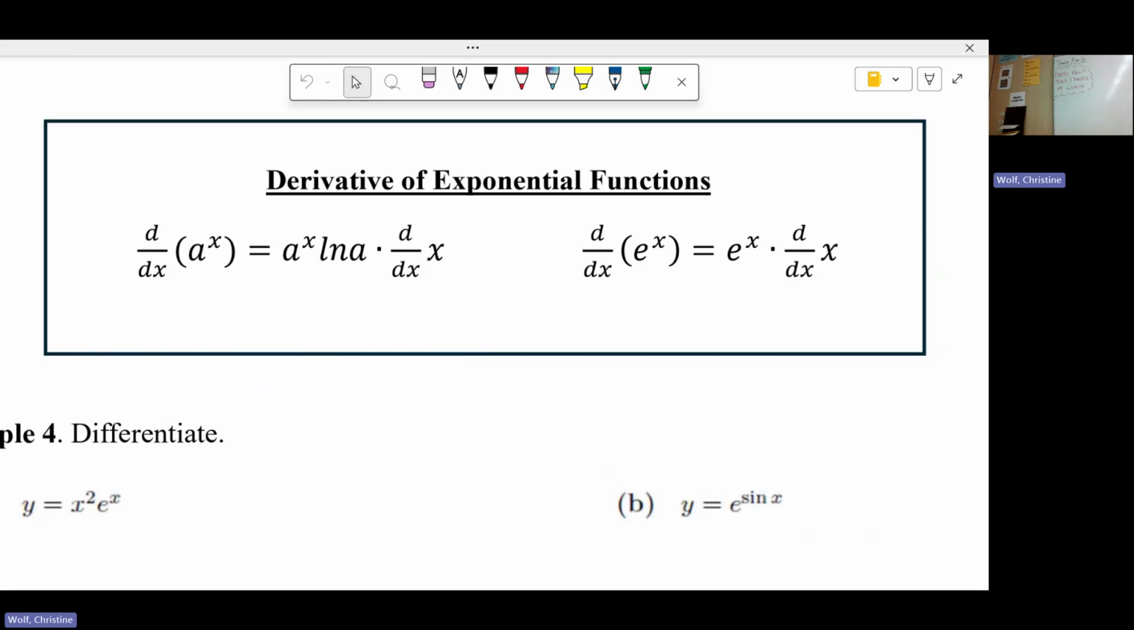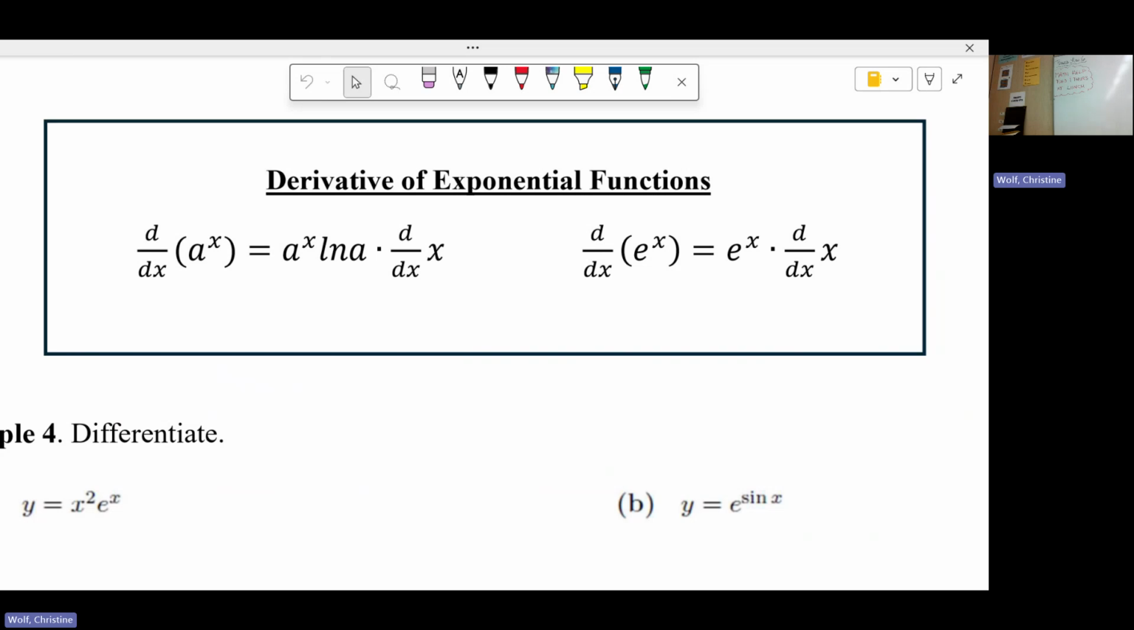Okay, so we recopy, we write natural log of that same base, and then we multiply it by the derivative of whatever that exponent could be. And that exponent could be a monomial, a binomial, a trinomial. So you might have to use the product law within that exponent. Okay, that's how you deal with a to the x.